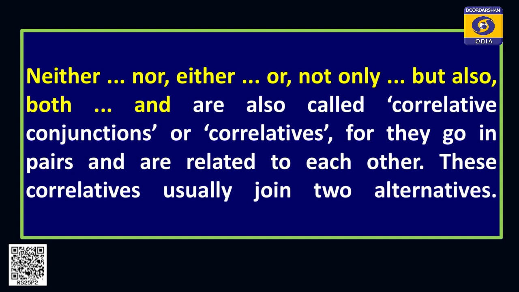And you see there are some coordinators, right, which are also called correlative conjunctions or correlatives, like neither nor, either or, not only but also, both and. These coordinators or conjunctions are called correlatives because they go in pairs, they cannot be separated, and they are related to each other. These correlatives are also conjunctions; usually they are used to join two alternatives, and we use neither nor, either or, not only but also, both and, all these conjunctions, right.